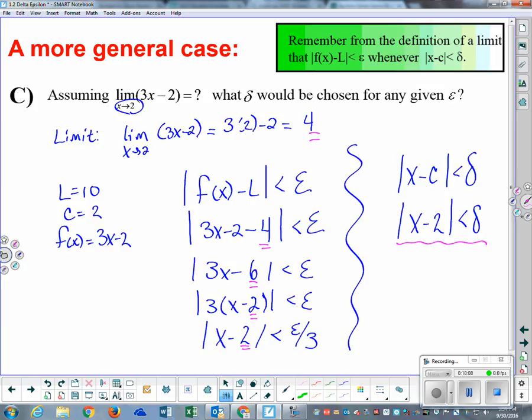So since the statement is equal, then this means that our delta would have to be less than epsilon divided by 3.